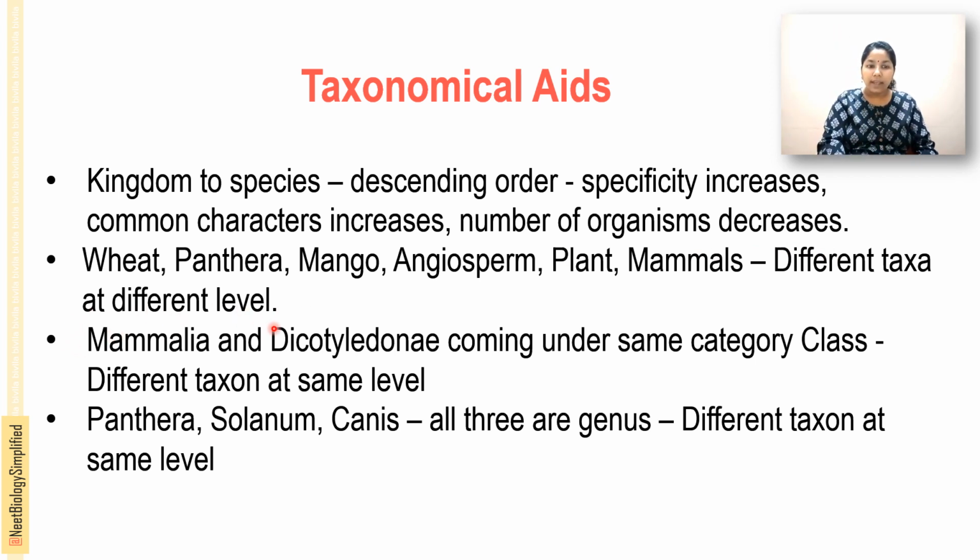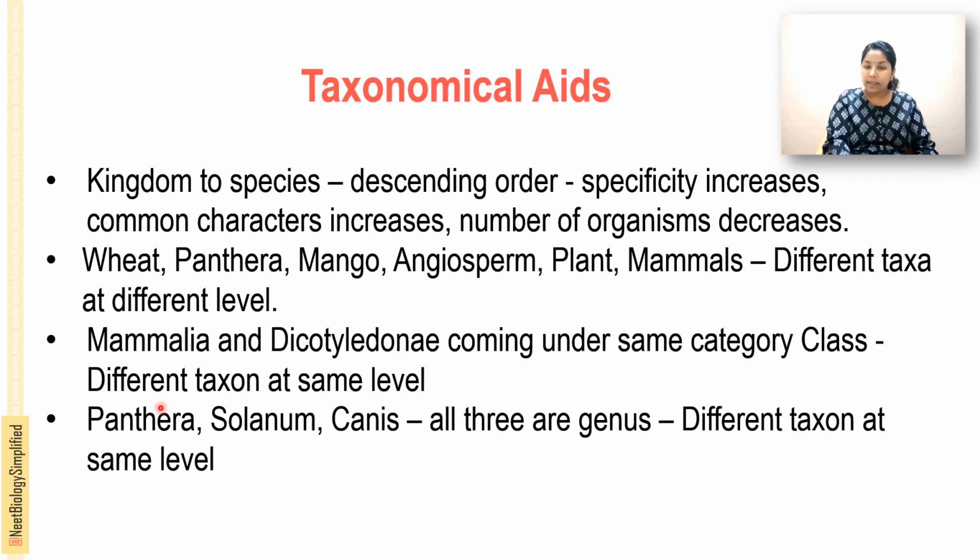Then Mammalia and Dicotyledonae. Their taxons are different: one is Mammalia, one is Dicotyledonae. But they are both at the same level. Mammalia is a class, and Dicotyledonae is a category, class. So both are class. That means different taxon, but same level. Mammalia is in the category class, Dicotyledonae is in the category class. So different taxon at the same level.